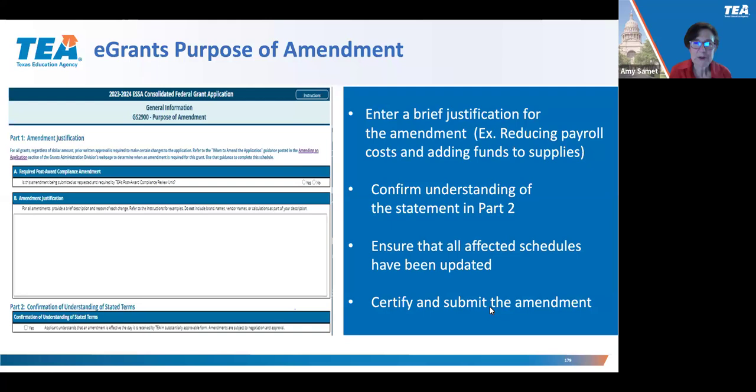Once in a great while, a grantee will believe they have already submitted an amendment to us just because they've made the changes in the application, they've completed this amendment justification schedule, and they've saved it. That doesn't do it. It also has to be certified and submitted, and it has to be certified and submitted by the authorized official for your district or the person who has been granted permission to submit by the superintendent. Next slide, please.